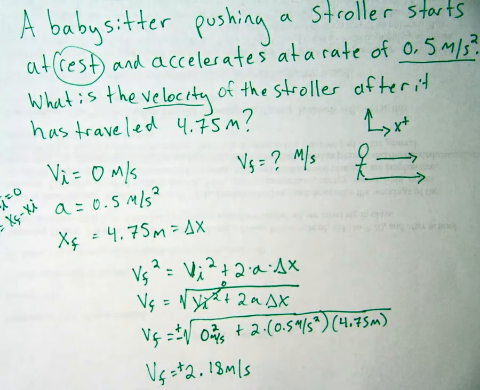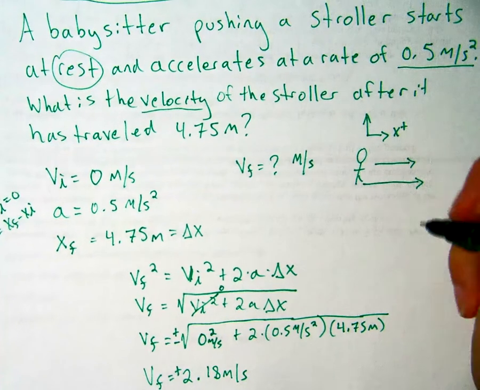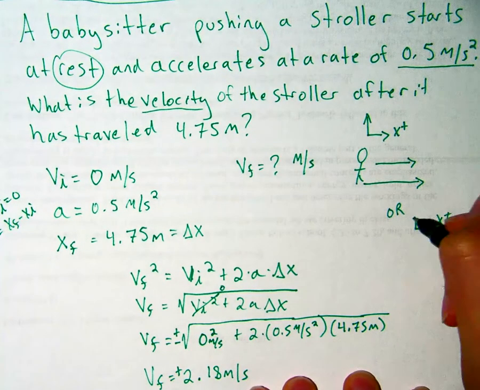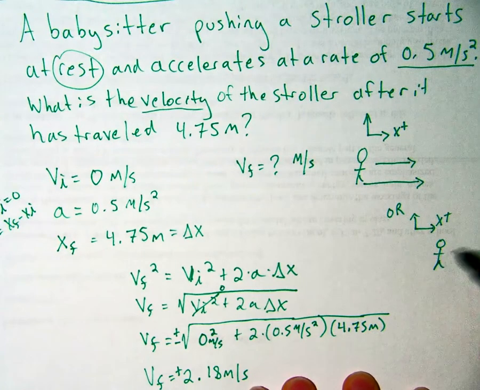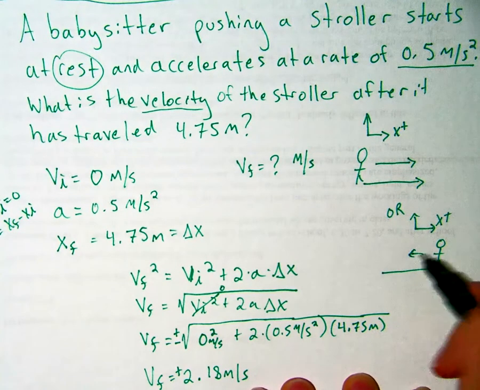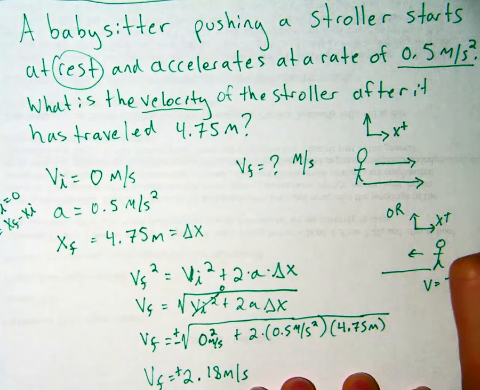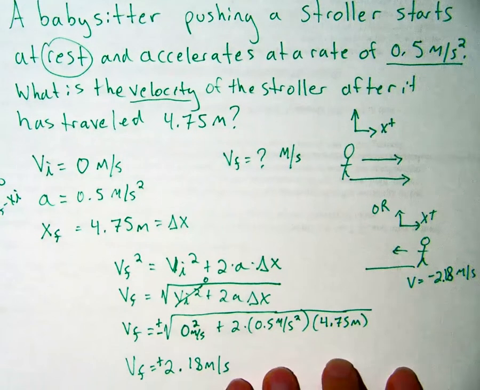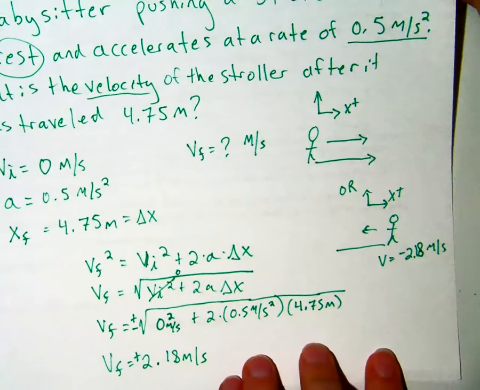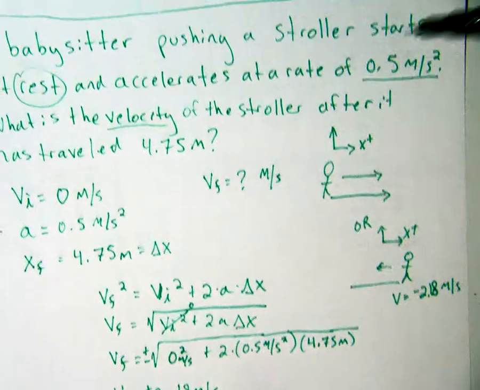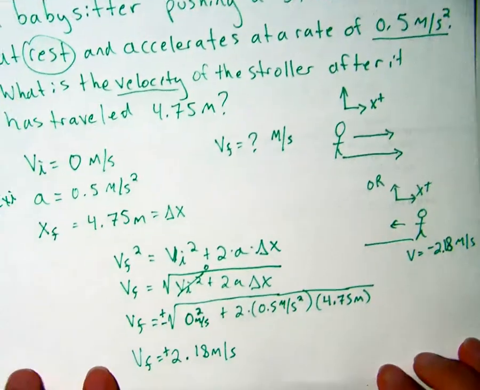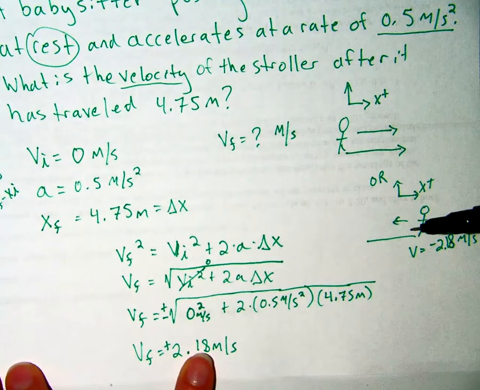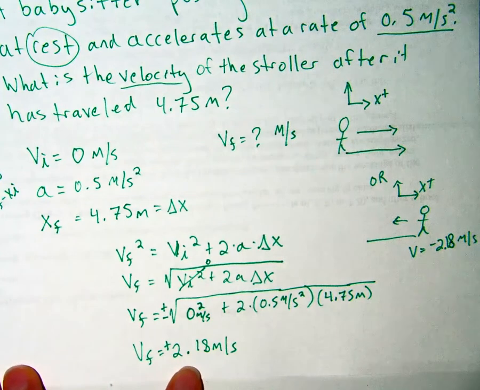Now, if you had told me that this was the positive way, and our babysitter was walking this way instead, our answer would have been negative 2.18 meters per second. Either would have been valid, but defining your position at the beginning with your pictures helps clear up any confusion towards the end of the problem. So either would be an acceptable answer. You just have to let me know and communicate which is positive and which is negative.